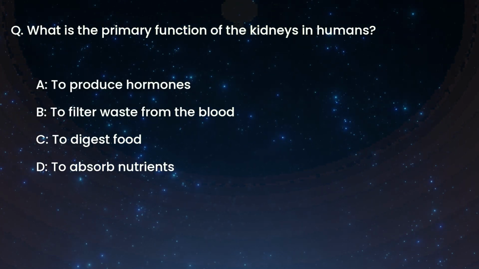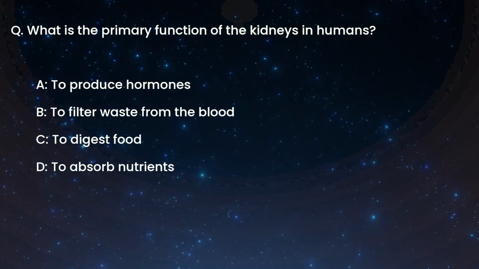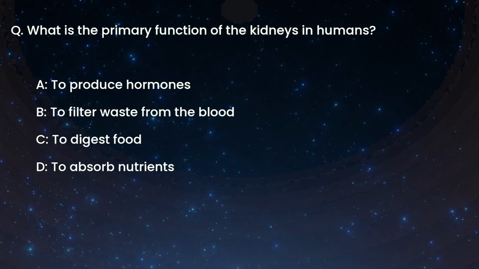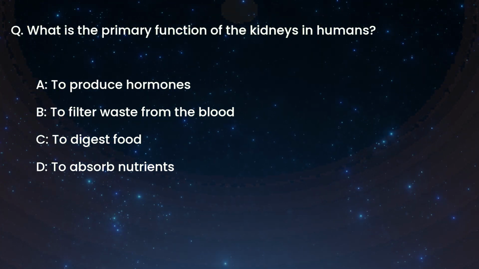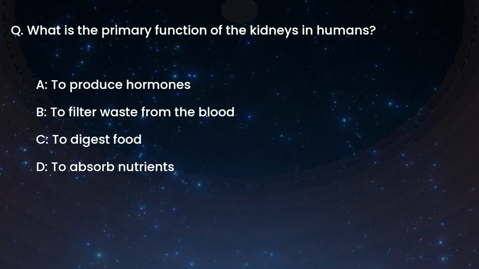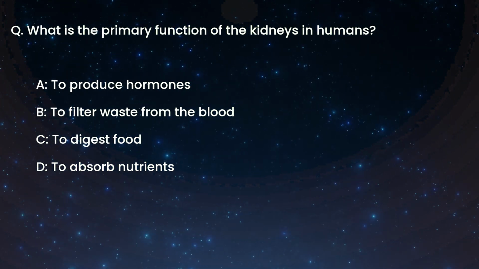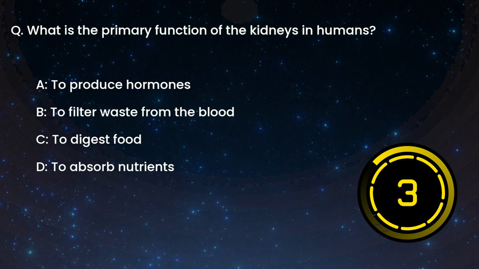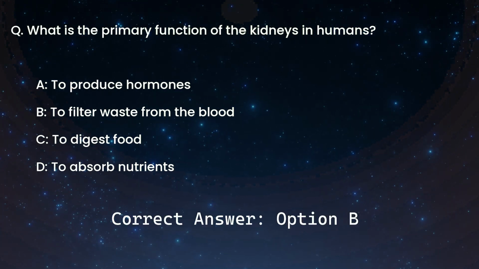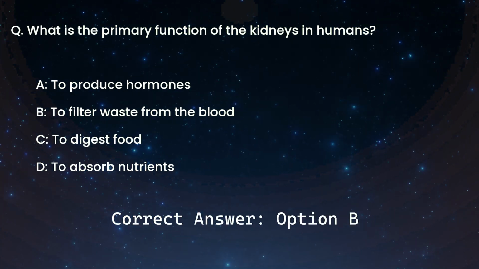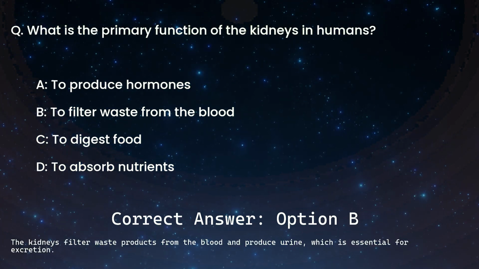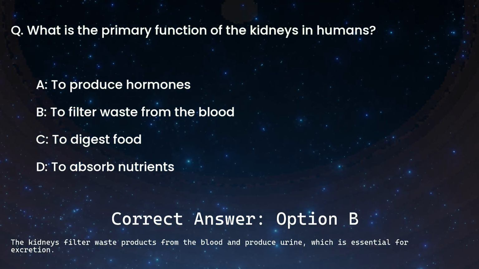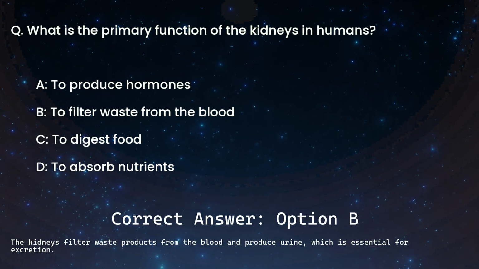Option A. To produce hormones. Option B. To filter waste from the blood. Option C. To digest food. Option D. To absorb nutrients. You have 5 seconds to answer the question. The correct answer is option B, which is to filter waste from the blood. The kidneys filter waste products from the blood and produce urine, which is essential for excretion.